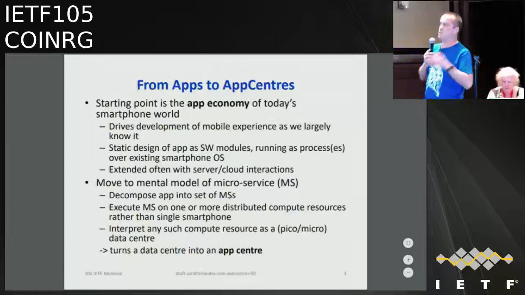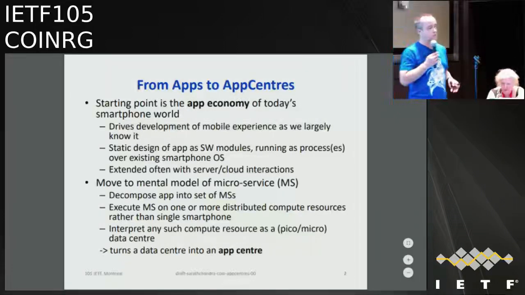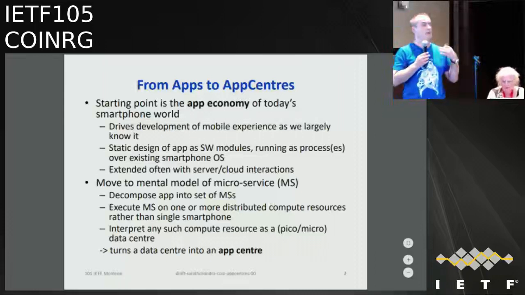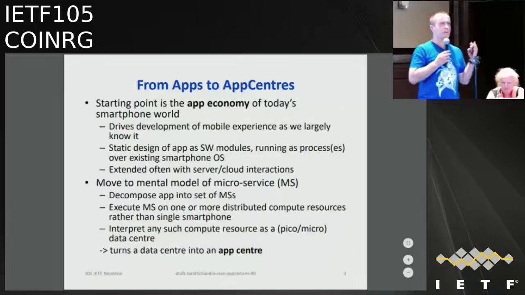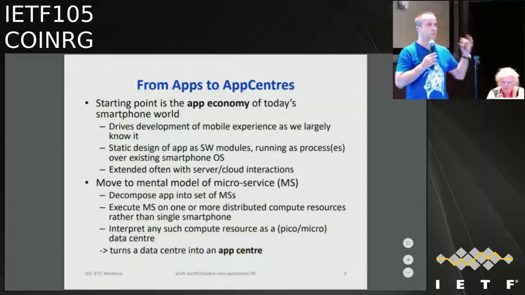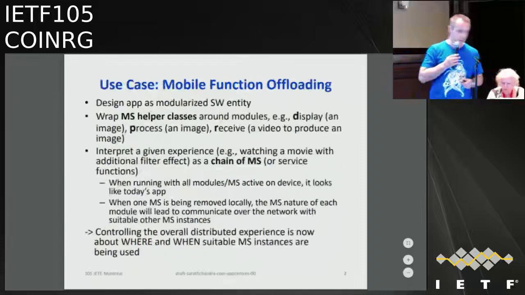So you decompose an app into a set of microservices, you execute them on one or more distributed resources that can be at the edge of the network, in the cloud, wherever they are. And you interpret each of these compute resources as a pico micro data center. That's how we got the name app-centric. So we don't look at the data center; we said, well, you just run micro apps on it. That's where it comes from.